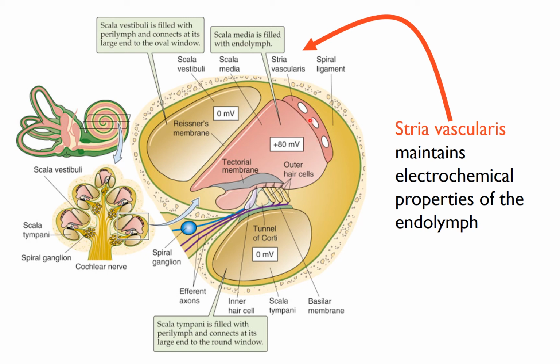And this is what produces the fluid that is going to be diffused across this barrier into the endolymph, and the endolymph then becomes high in potassium concentration. So we say that the stria vascularis maintains the electrical chemical properties of the endolymph, essentially keeping it very highly concentrated in potassium. So much so that it has an electrical potential of positive 80 millivolts, whereas as you can see, the scala vestibuli and the scala tympani do not have that same high electrical chemical potential.